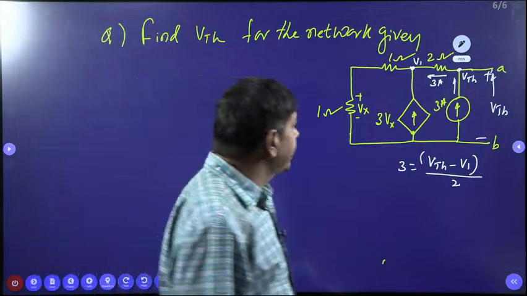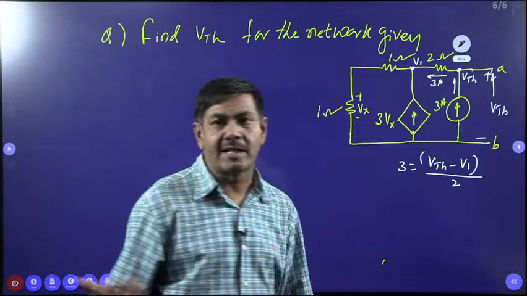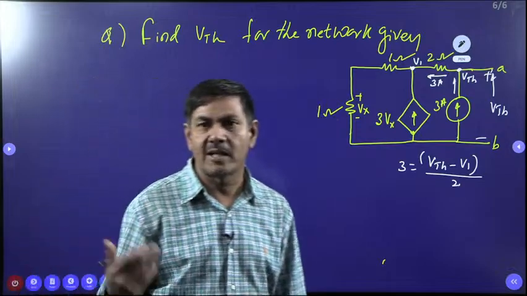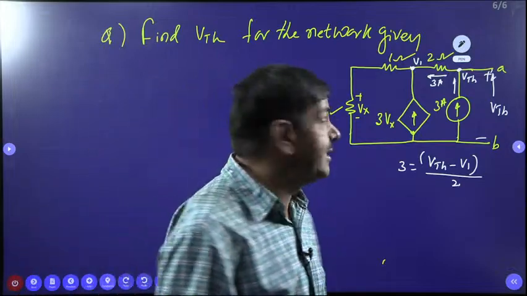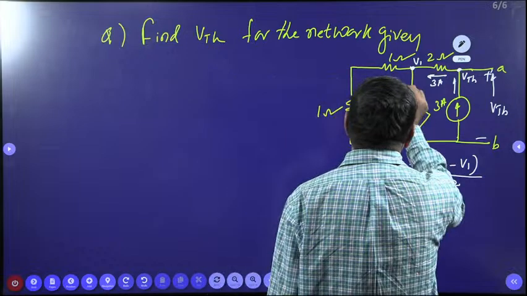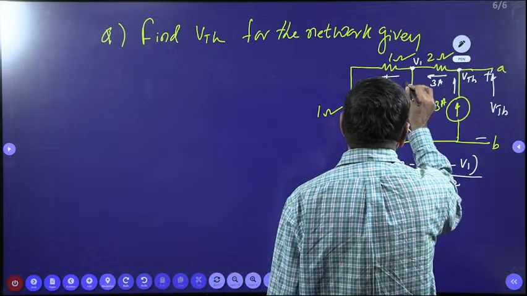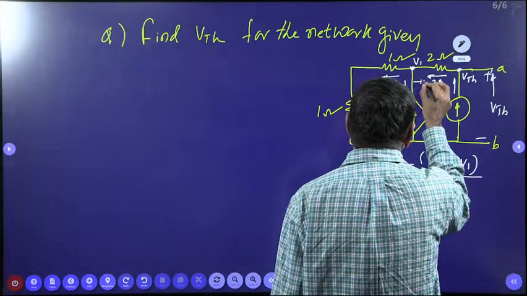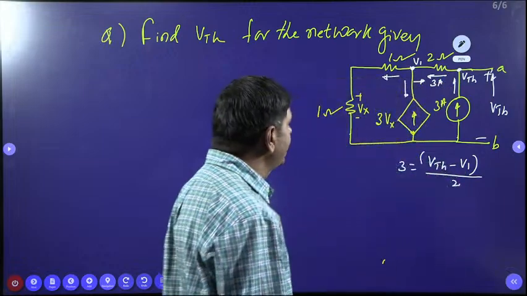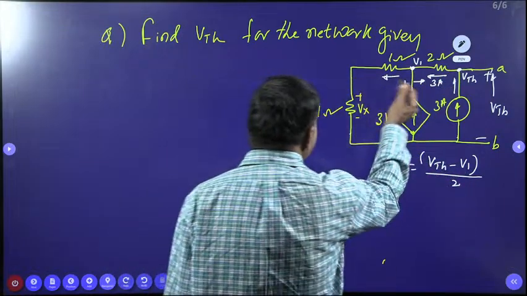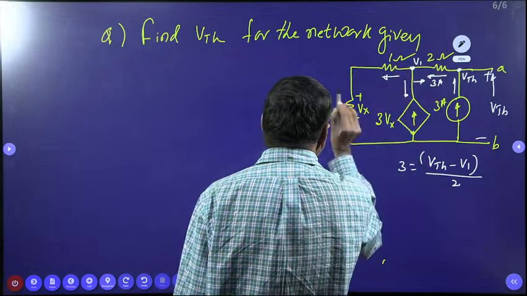But how to get that V1 value? By using nodal analysis. I want to select nodal analysis. How is nodal applicable? I can apply this current plus this current plus this current equal to 0. But this current is nothing but V1 by 1 plus 1, 2.